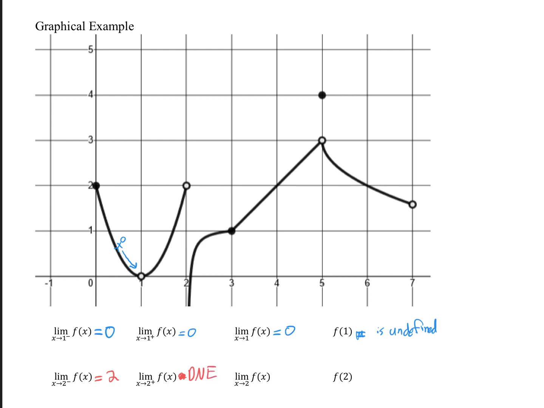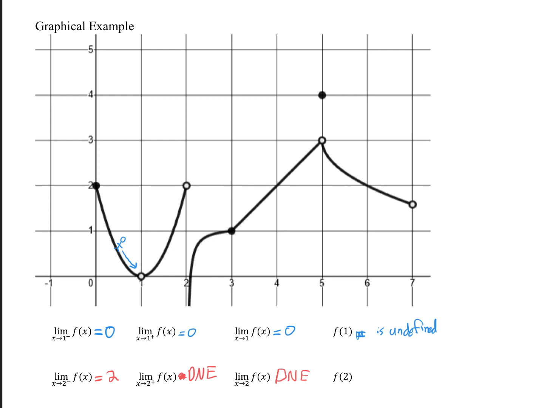Well, when we get to the actual question of what is the limit as x approaches 2, this thing cannot exist because the left-sided limit and the right-sided limit are not the same number. So as soon as we see that the left and right are not the same, we can say the limit does not exist.